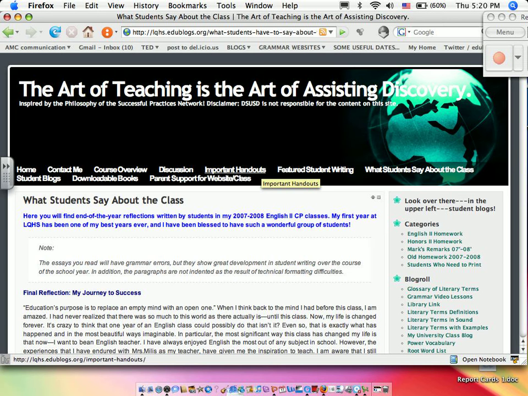What is a great tool up here is the downloadable books. I have been able to find a PDF copy of every single book I teach, so if students forget their book at school or they don't have their book, there's no excuses. They can go and look at the PDF form of the book and do their homework.